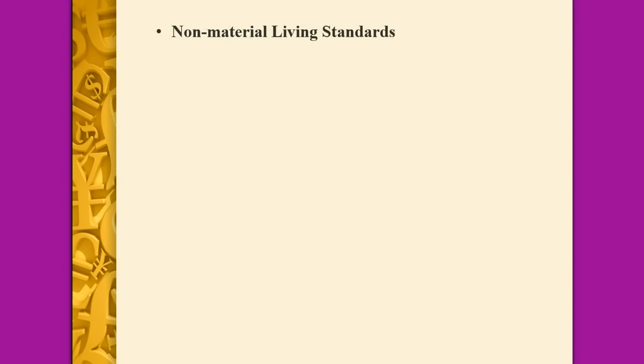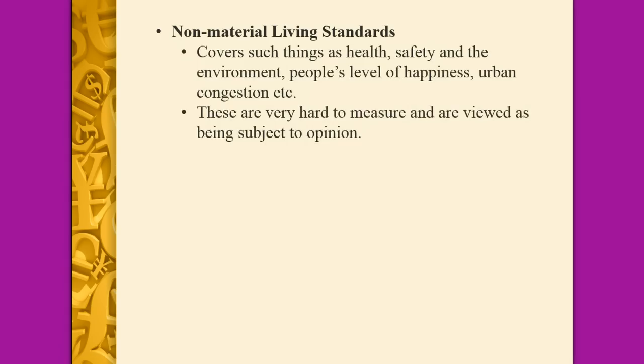The second part is non-material living standards: health, safety, environment, people's level of happiness, urban congestion. Now we're starting to talk about those things that are a bit more altruistic, an internal feeling. They are hard to measure and are viewed very much as subjective. What satisfies one person's non-material living standards may not satisfy somebody else's. One person may be happy with their clapped out old Toyota Camry from 1997, whereas other people like to upgrade their car year by year because it makes them feel better.